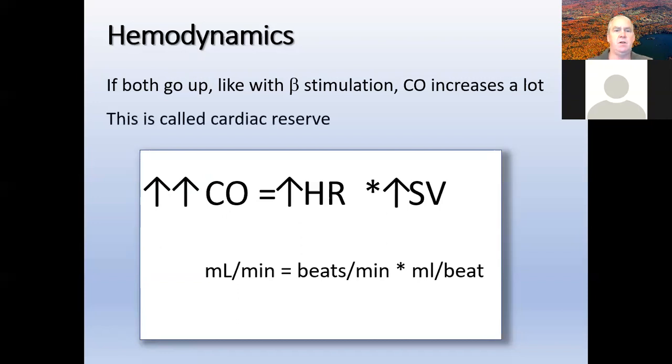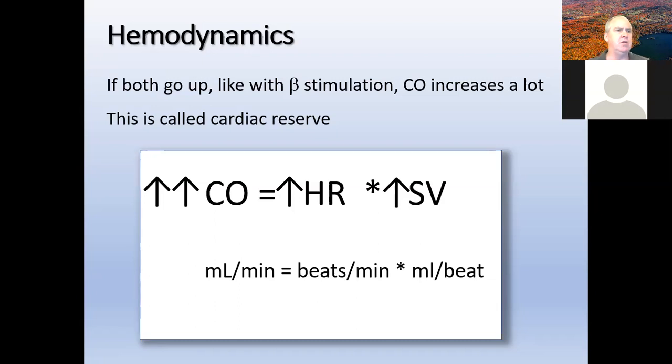Okay, this is called cardiac reserve. When you're at rest, you have a certain cardiac output, and it's just taking care of your basic metabolic needs. When you exercise, you need a lot more oxygen to your tissues, and so your heart works harder, puts out more blood, which brings more oxygen to the tissues. That's called cardiac reserve, the difference between baseline and what you're capable of.